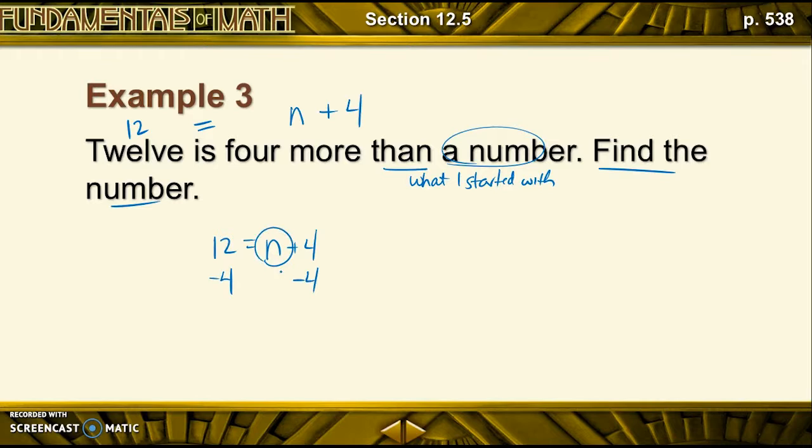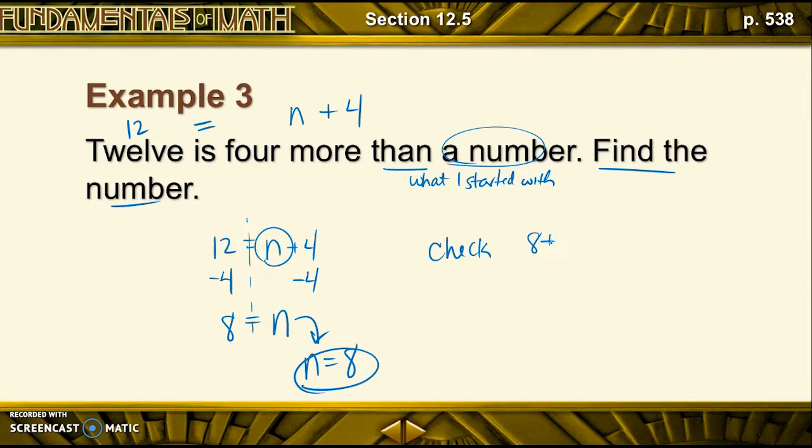Because remember, my goal is to get n all by itself. So whenever I subtract 4 from one side, I'm subtracting it from the other. 12 minus 4 gives me 8. 4 minus 4 is 0, so I just have n. n equals 8. You should always go back and rewrite it the proper way to read it from left to right, like we were reading a sentence. n equals 8. So if it ends up backwards, that's fine. When you present your final answer, flip it around. So n equals 8, and then we should check it.